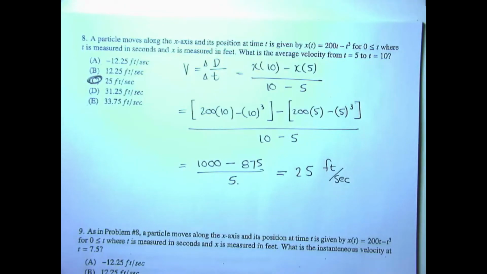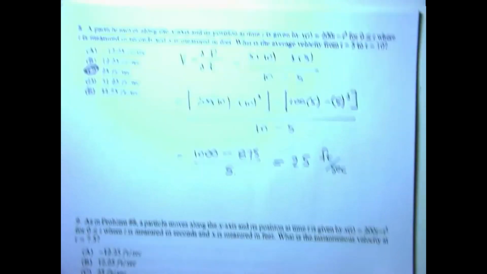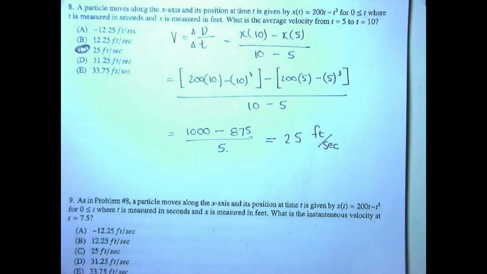All right. Problem number 9 says, as in problem 8, a particle moves along the x-axis and its position at time t is given by x of t, the same equation. Here we would like to know what the instantaneous velocity is going to be when t is equal to 7.5. So instead of average, instantaneous velocity means I'm going to have to find a derivative and then evaluate at 7.5.